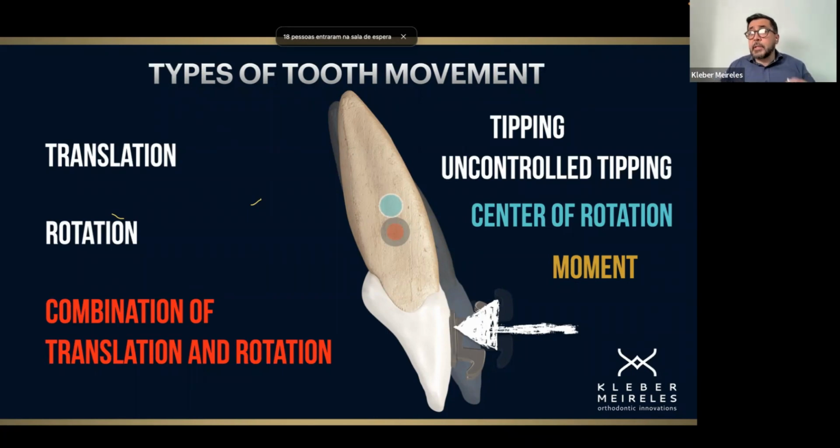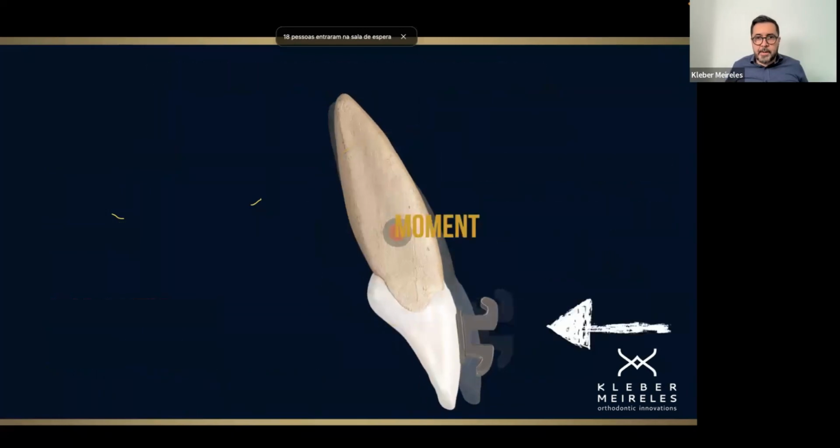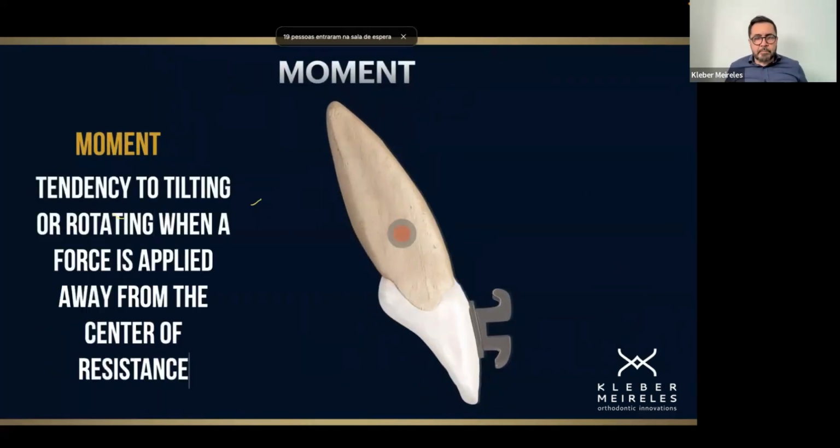This moment is going to be generated when we are applying the force far from the center of resistance, like this. The inclination is going to take place, the tipping is going to take place, and this moment here is what we call a clockwise moment. It's going to rotate this tooth a little bit and translate it also. So rotation plus translation is what we have in this type of movement, okay? Good, we know that, very good.